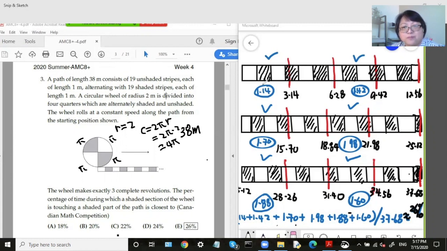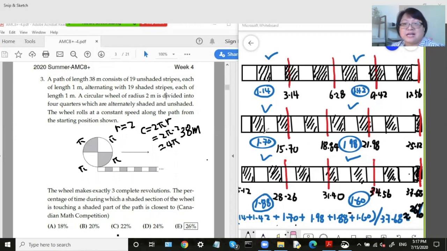area with the strip. So this is 1 meter, so that is 3.14. So this is 0.14 meters, so total is 1.14 meters has been touched by the shaded part of the circle and the shaded part of the strip. So the same thing, we carefully calculate these numbers, and we got the same thing. This part is 1.42 meters. They touch each other.